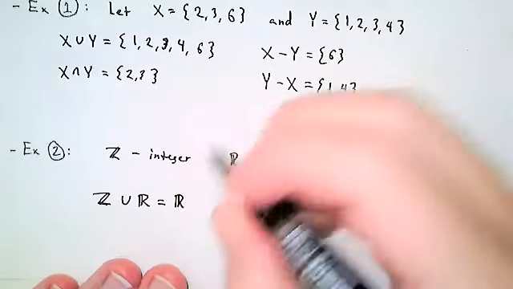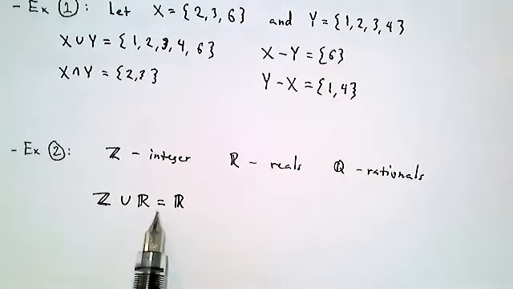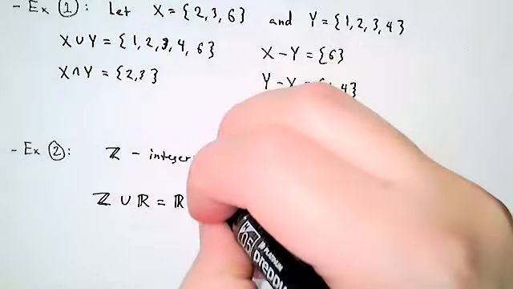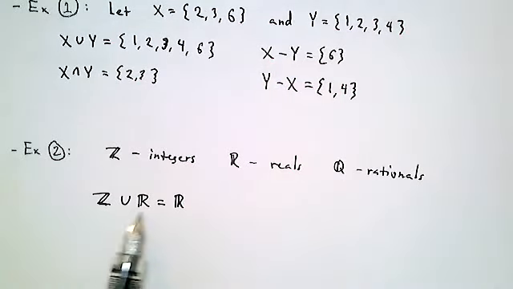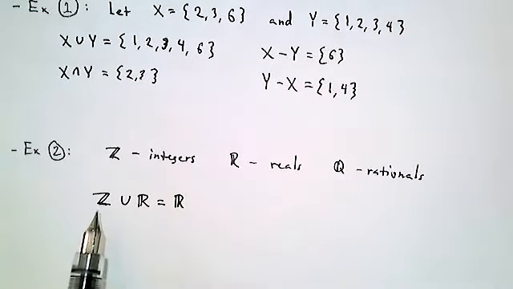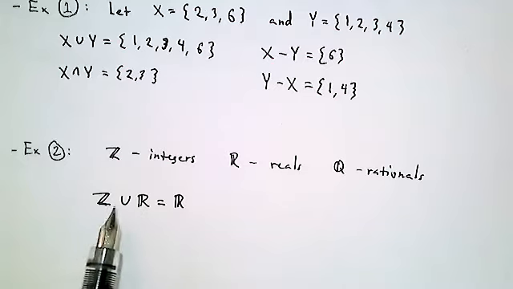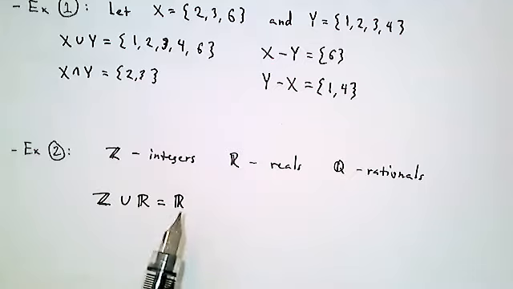So you might be wondering why nothing extra is here. What happened to Z, the integers? The reason that we don't have anything extra is because the integers are already real numbers. So like the number 1 is a real number, number 2 is a real number. So when we take the union of the integers with the real numbers, we're not adding anything new. We're just left with what we already had, the real numbers.